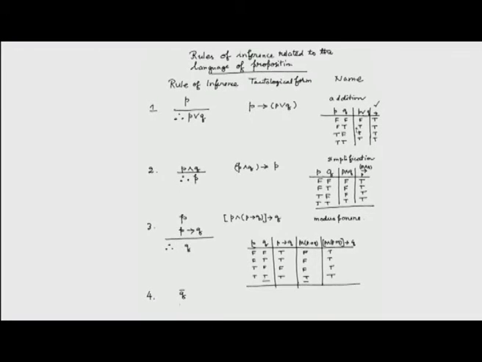Negation of Q, P implies Q, therefore, negation of P. This is written in the tautological form as negation of Q and P implies Q implies negation of P. This is called modus tollens.